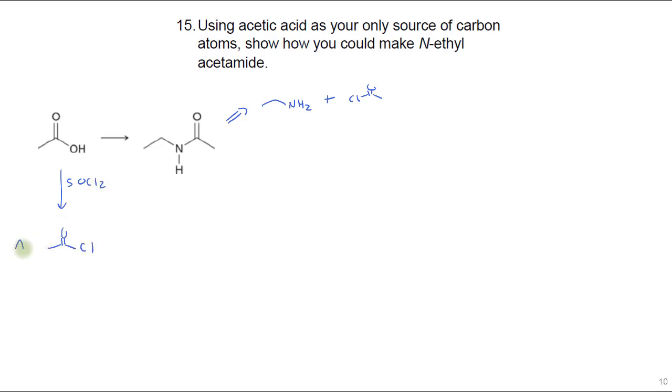Alright, so this will be intermediate A, acid chloride, and then I'm going to add ammonia to make the amide, which I can reduce with excess lithium aluminum hydride. And then now I can react it with the acid chloride that I made earlier to get my target molecule.